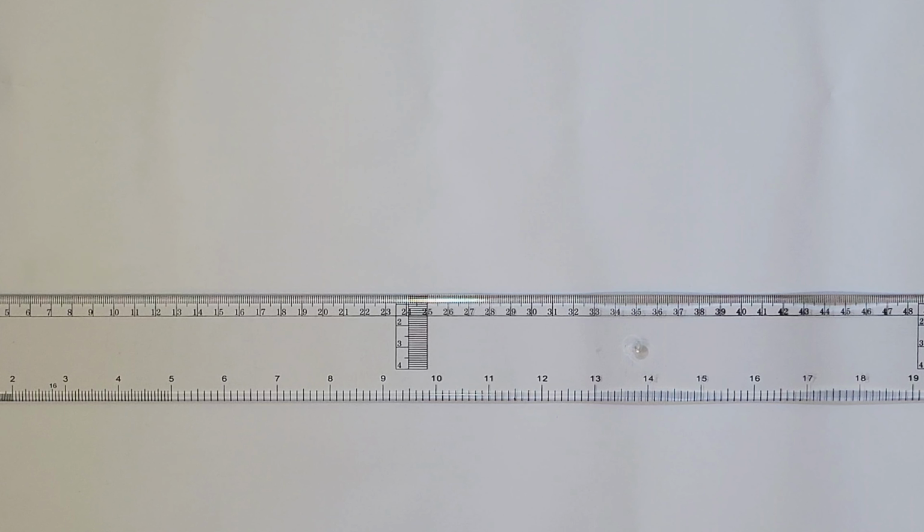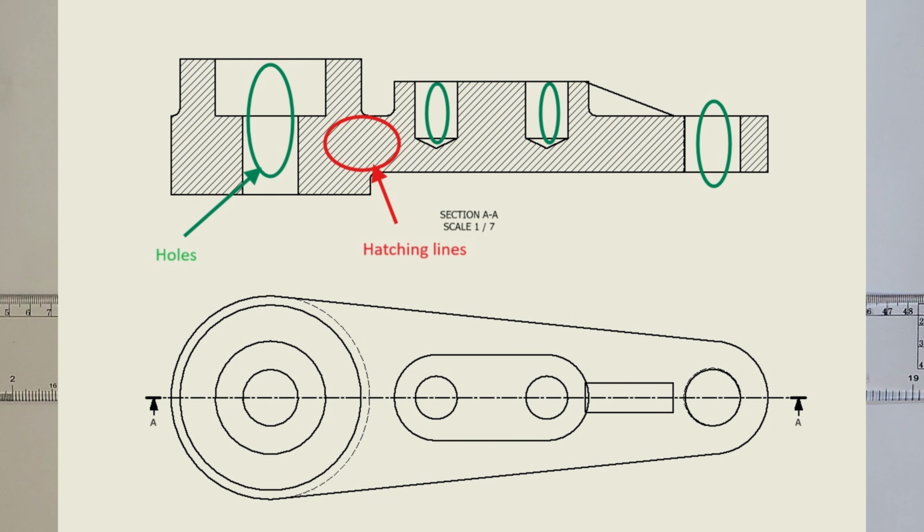What happens after cutting? After we imagine the cut, we show the exposed surface using hatching lines. These are thin, slanted lines drawn across the cut areas. Any hollow parts like holes are left empty. We don't hatch them.